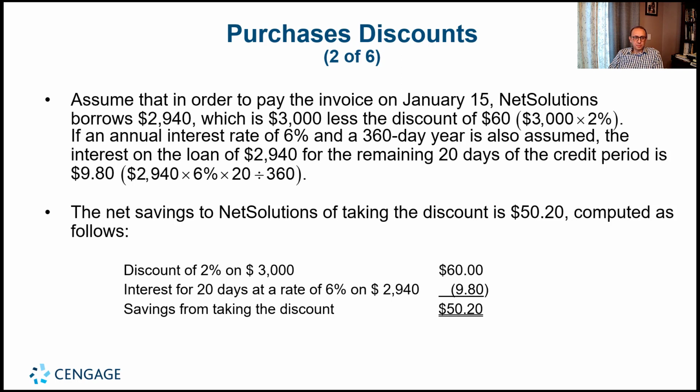So do you think it's smart to pay it off sooner instead of waiting for the last minute of the 30 days? Yes, it's smart, because in this case you are saving $50.20. You saved $60, because you paid $2,940 and you paid interest to the bank that lent you the amount at 6% for only 20 days, which is about $9.80. So it's really smart to do that. And this shows you sometimes it's better for us to pay sooner if we're getting a discount, even if we're going to end up borrowing from a financial institution, because in this case we are saving more by borrowing and paying upfront.